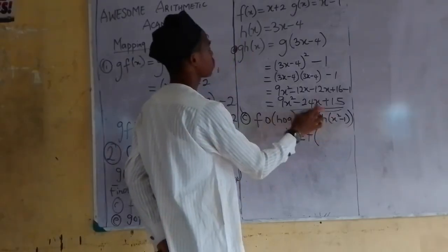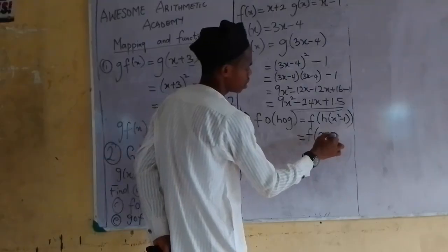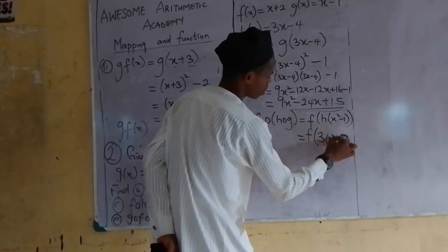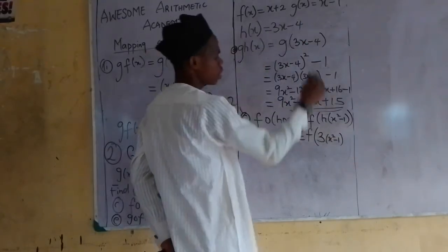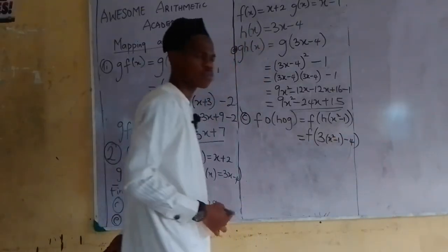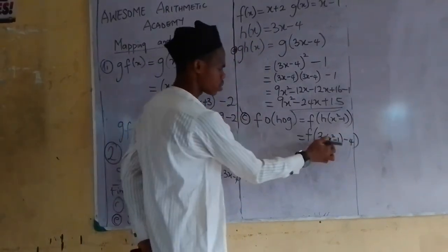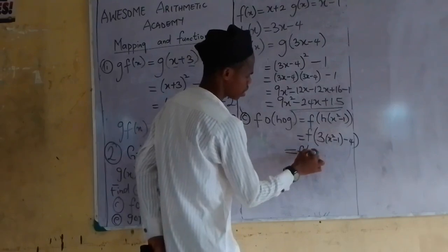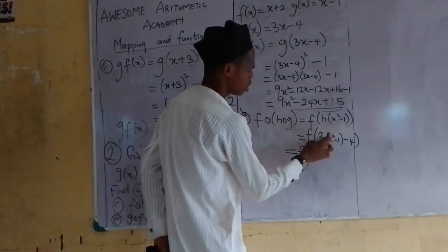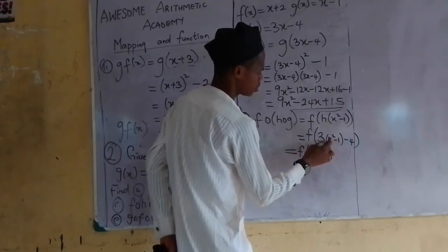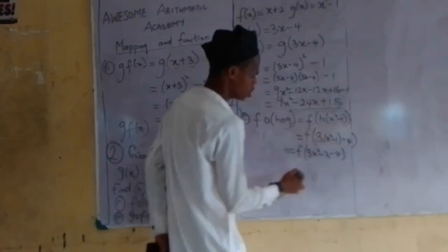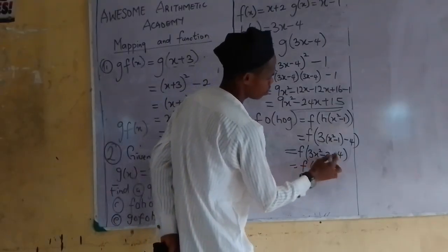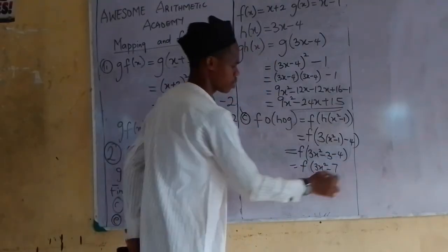Then in bracket, h of x squared, that will be 3. Instead of writing x, I will write what now? x squared minus 1. Then don't forget the minus 4 outside. Now, let us open this bracket first. 3 times x squared will give me 3x squared. 3 times minus 1 will give me minus 3. Then minus 4. This will give me what? f of 3x squared minus 3 minus 4 will give me minus 7.